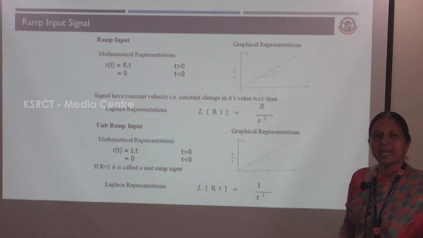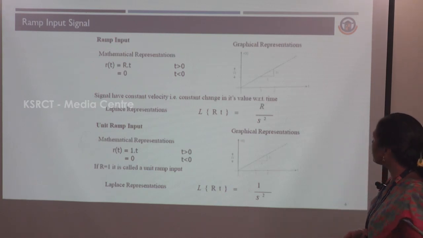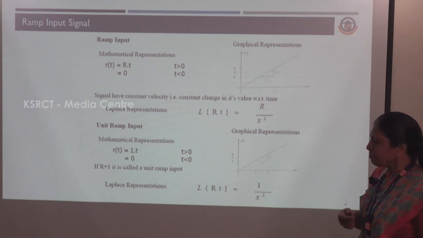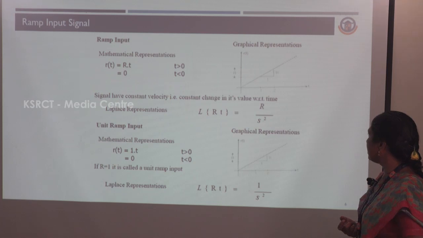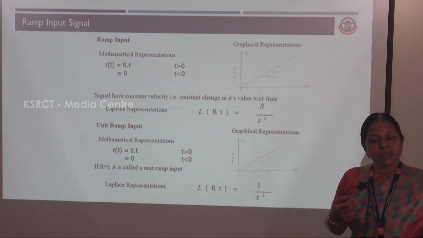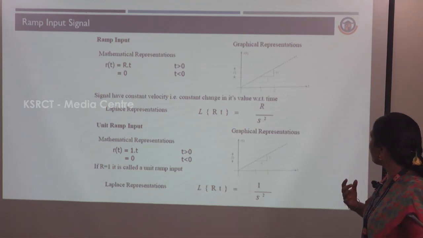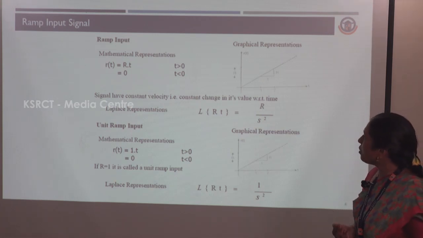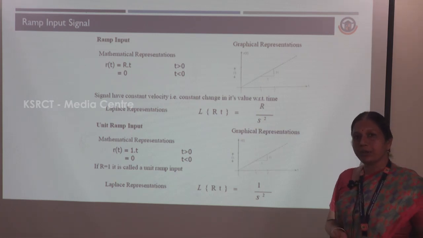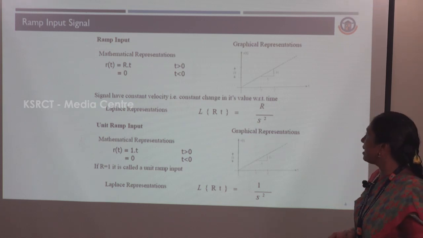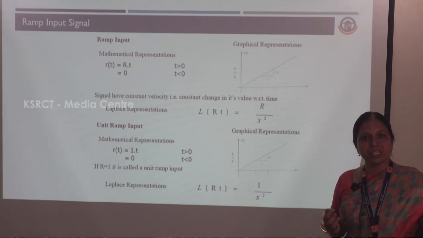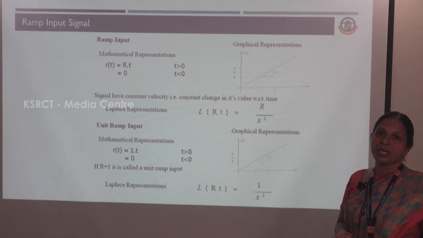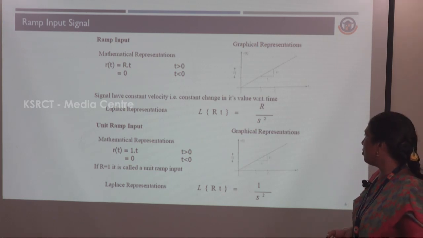Next we will see the ramp input signal. Ramp input signal signifies the constant velocity. So, here in ramp input signal the input is changing linearly with respect to time. So, R of t is equal to R into t when time is greater than 0, and R of t, the input ramp signal, is 0 when t is less than 0, and it is called a constant velocity signal.